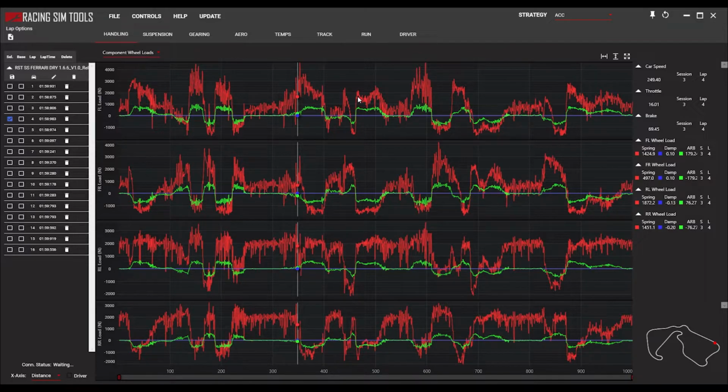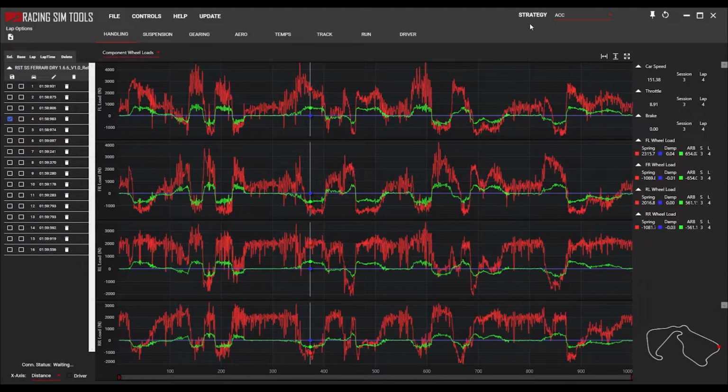So again, this is a great graph to see how much of the load is coming from the springs versus the ARB, to help you make sure that you're not getting too much contribution from one or the other. If I scroll into this data, you can see there are three colors here, and they each represent the spring, the damper, or the ARB force.